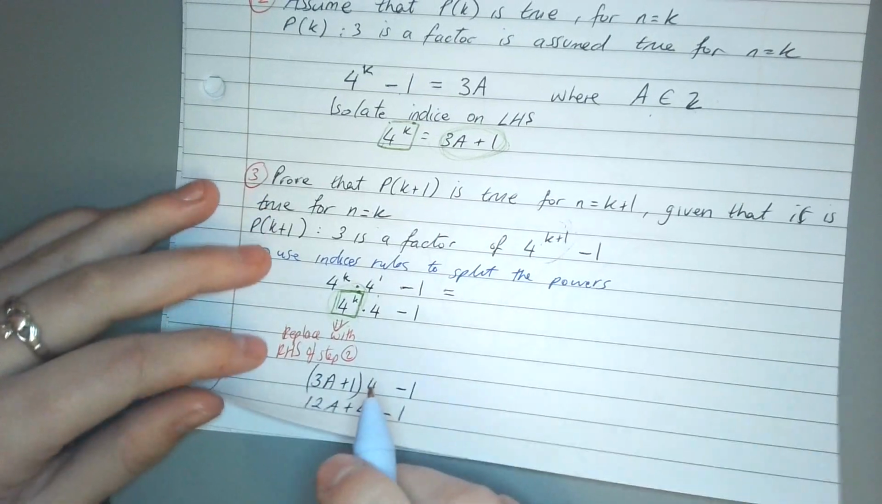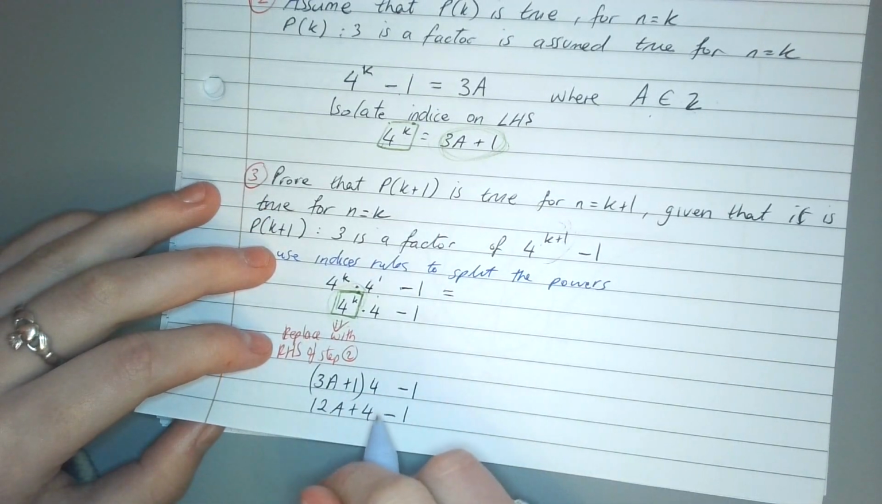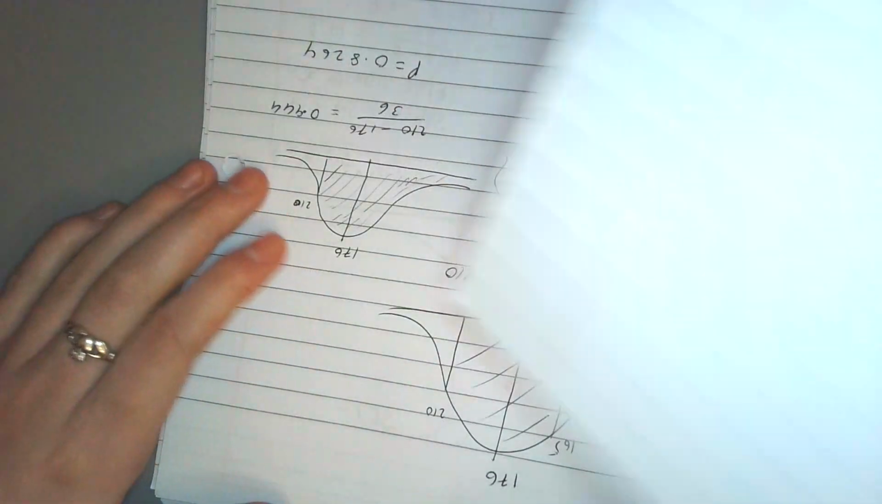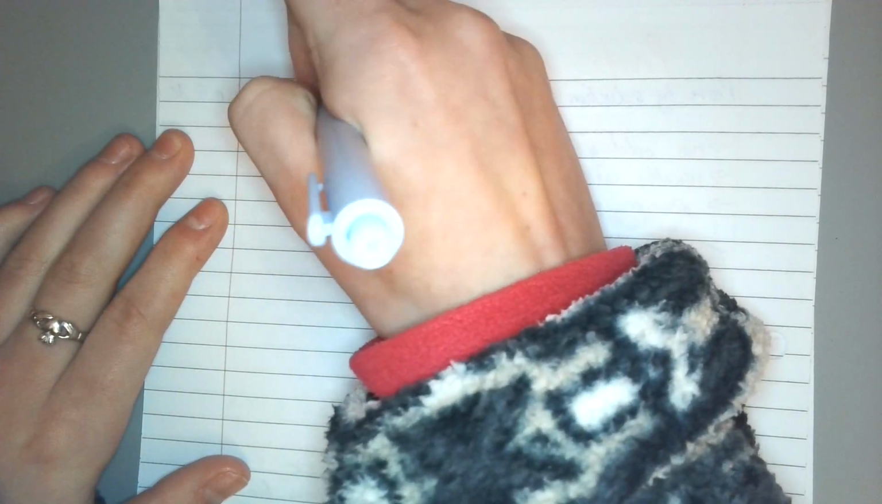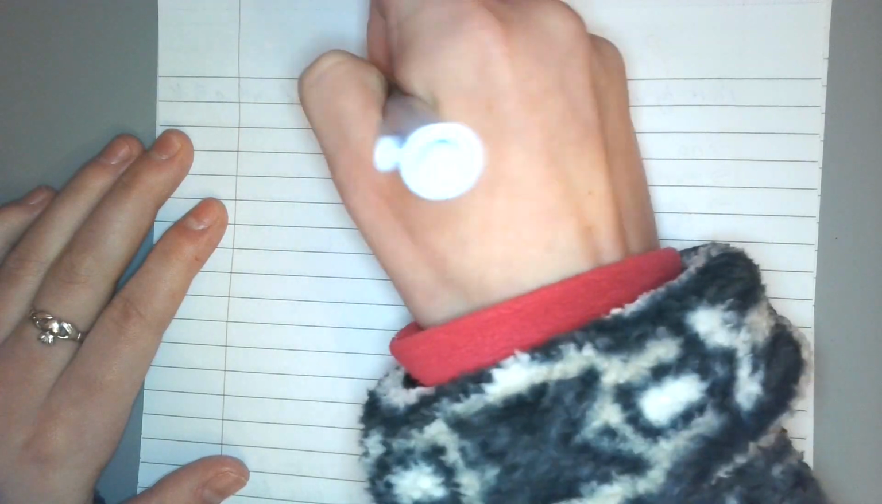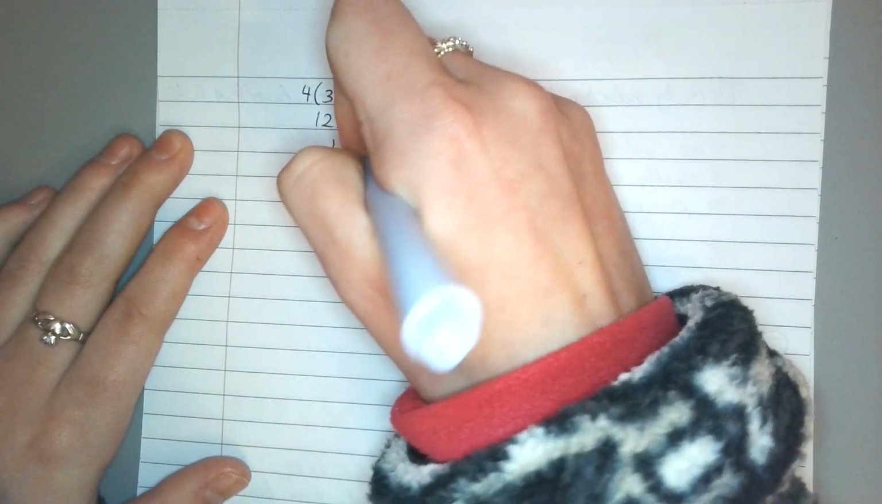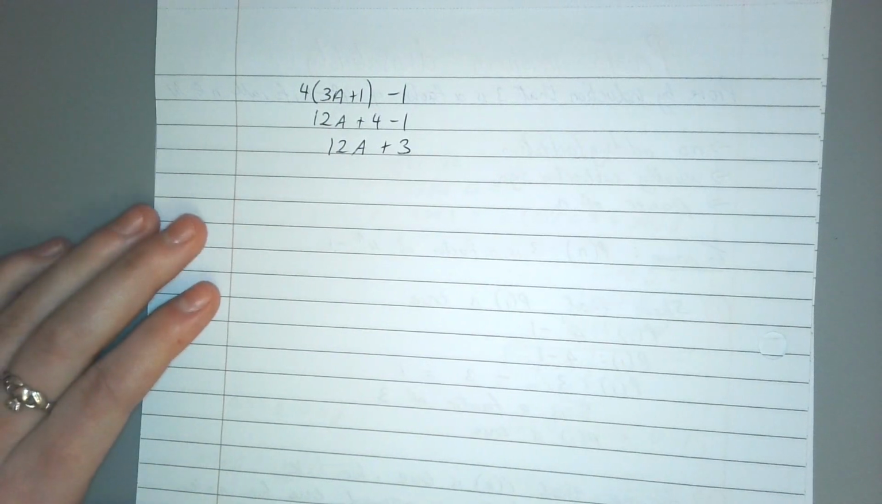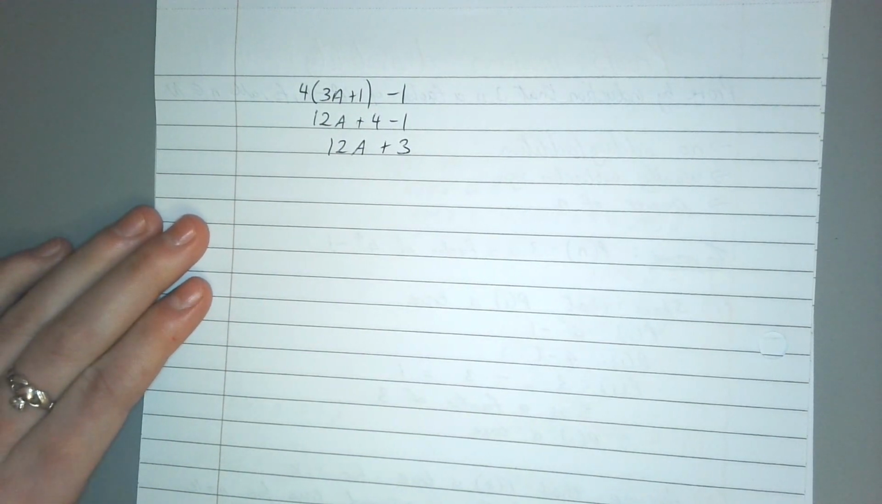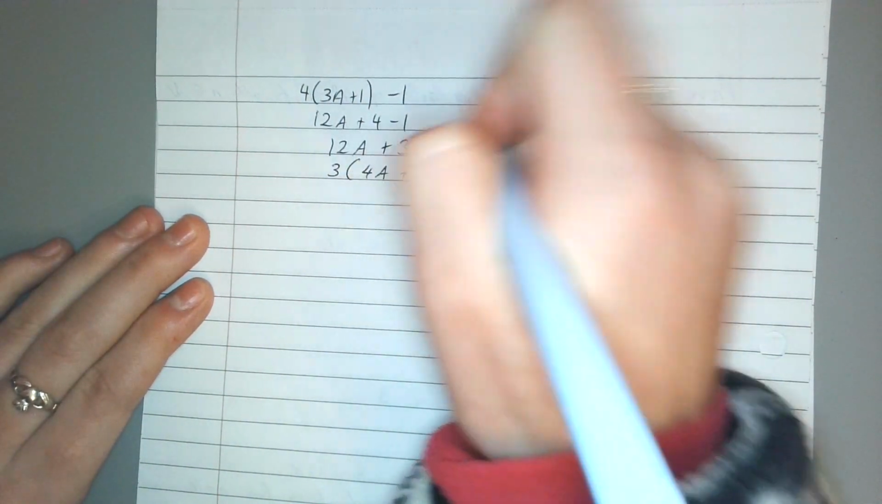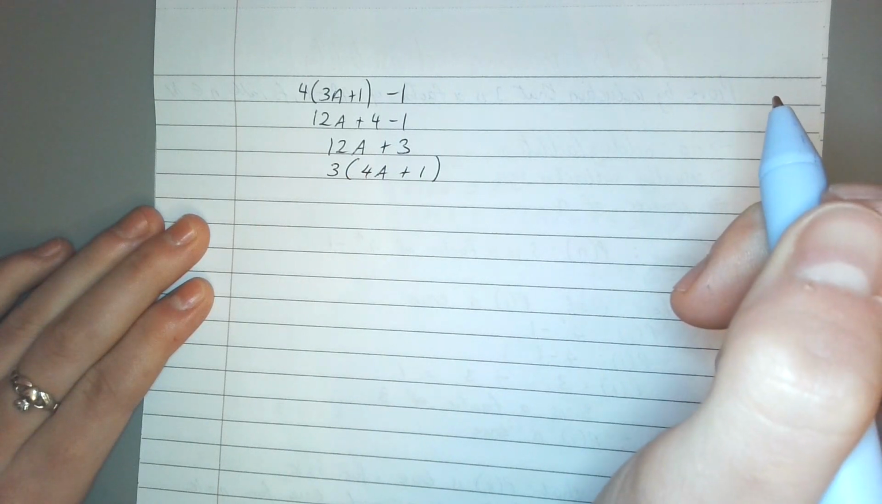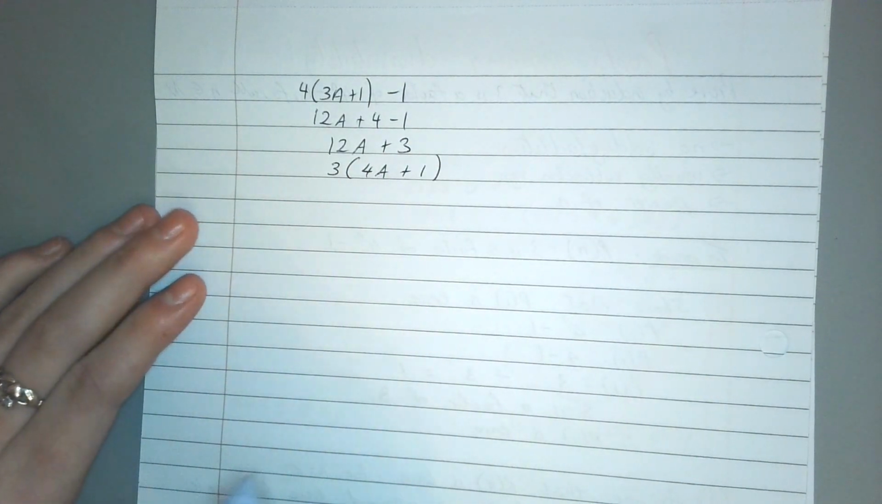And then I'm just going to move up. So you have 12a plus 4 minus 1. I'm actually going to flip the page over this way. So we had 4 times 3a plus 1 minus 1. We multiplied out 12a plus 4 minus 1. We have 12a plus 3. And then we're going to factor out 3 because 3 is what we want to see. So factor out 3, we have 4a plus 1. So 3 bracket 4a plus 1.